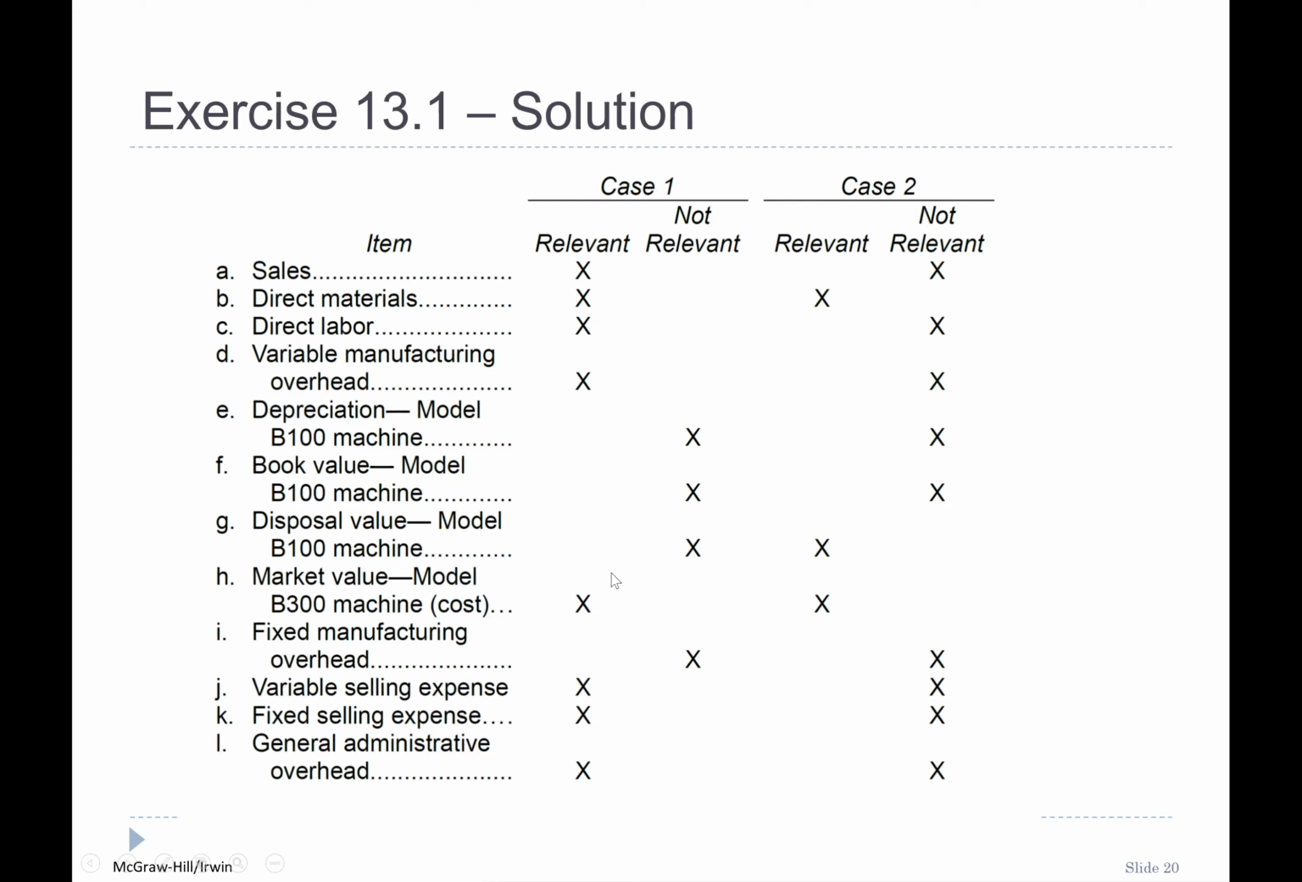Market value of the B300 machine, yes, because that differs between these two alternatives. If they don't buy it, they will save it. If they buy it, they will pay it. So that is relevant. Fixed manufacturing overhead is not relevant here, because fixed expense is not going to be increased. We just talked about that. Variable selling expense is increased, yes. Fixed selling is increased, yes. General administrative overhead, they already mentioned it is increased, so that is relevant. Let's just talk about case 2.